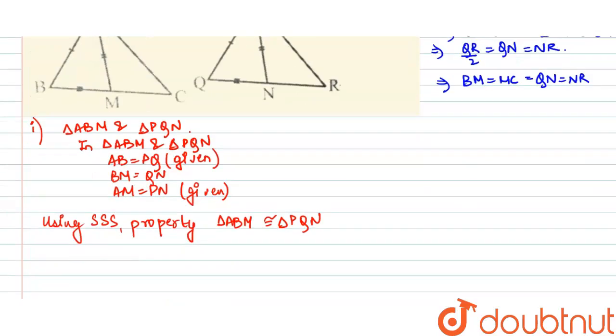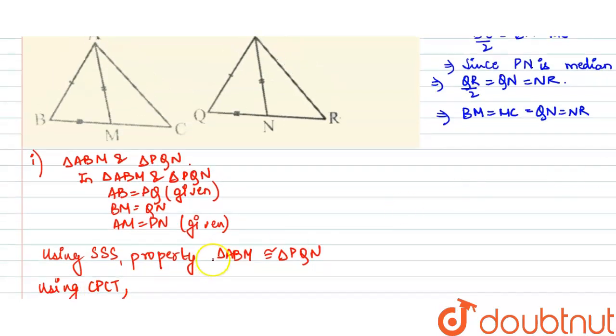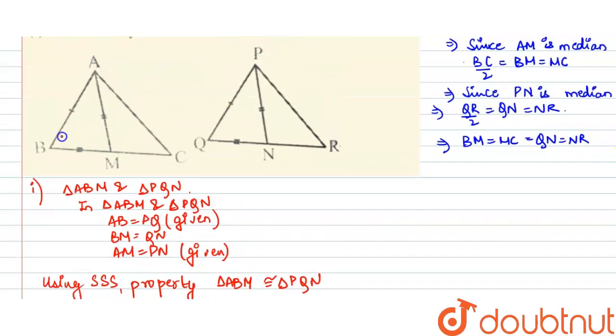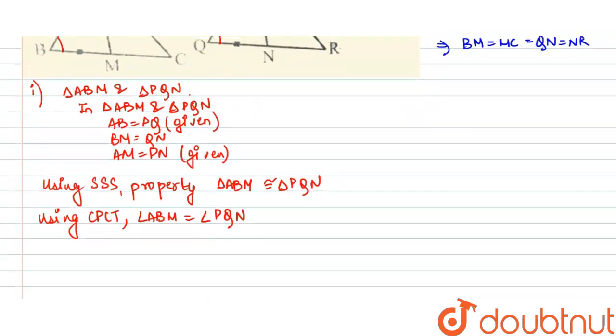Now from this result we will use CPCT. CPCT stands for corresponding parts of congruent triangles. It says that when two triangles are proved to be congruent, then their corresponding parts are also congruent. So using CPCT, we can say that angle ABM is equal to angle PQN, because they are the corresponding parts. So we got this from here.